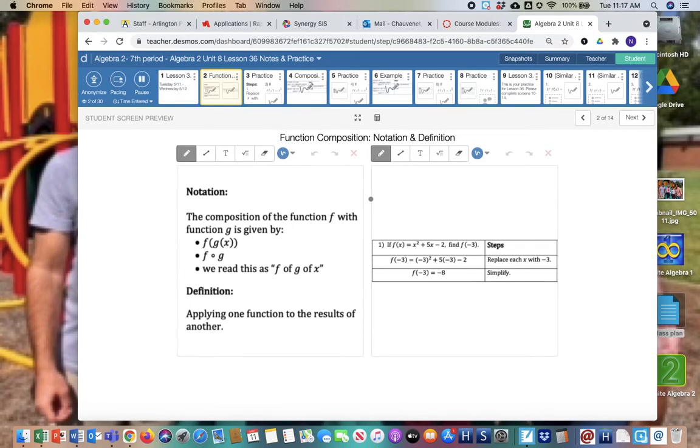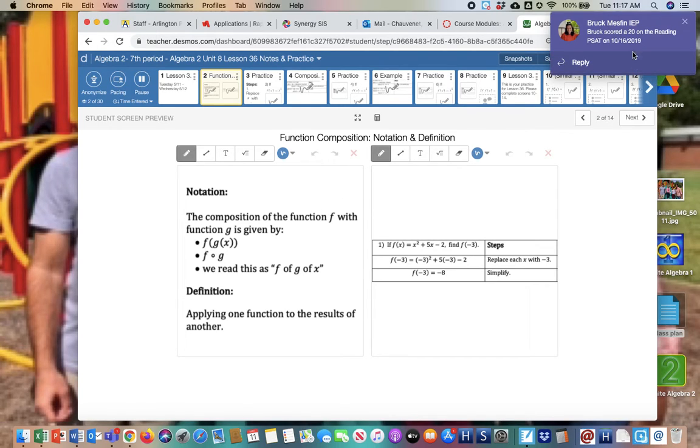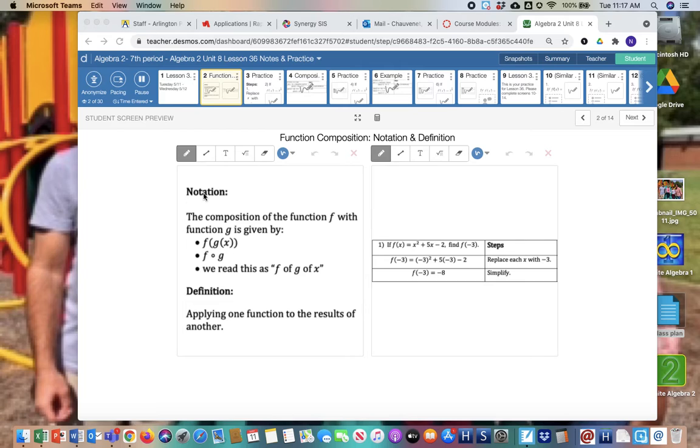So first off, let's just understand what the notation is and what it means, okay? So with that in mind, if you look at the notation, composition of the function f with the function g is given by this, which is the same as this, which is read as f of g of x. So it's like we're making something, okay? And we're putting things inside other things. So we're going to apply one function to the results of another. So look at the pre-done example here.